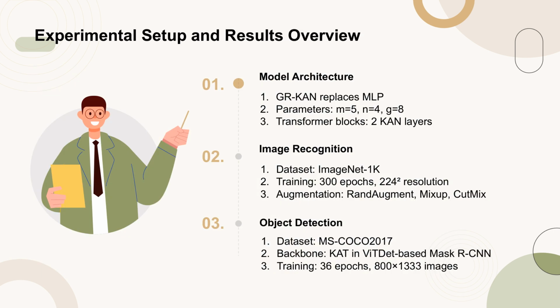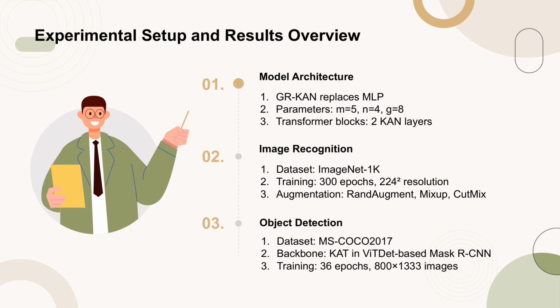The experimental setup involves modifying the Vision Transformer, ViT, architecture by replacing its MLP layers with GRKAN layers. These KAN layers use a rational function with specific parameters and are organized into groups. For image recognition tasks, experiments were conducted on the ImageNet-1K dataset with extensive data augmentation techniques. In object detection, the KAT model was used as the backbone in a ViTDet-based Mask R-CNN model, trained on the MS COCO 2017 dataset. These setups were chosen to evaluate the performance and scalability of the KAT model in various computer vision tasks.